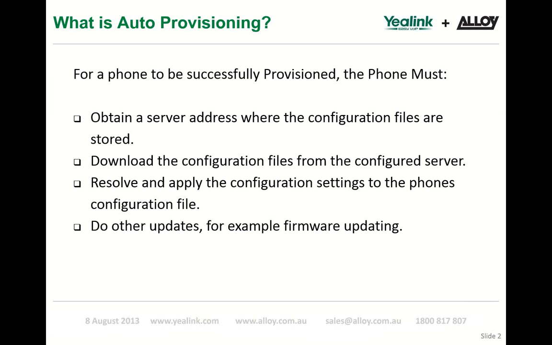Once the phone connects to the provisioning server, it then needs to download the relevant files that it needs to provision the phone. Once they've been downloaded, the phone will then apply those settings to its own local configuration file. The phone will then reboot and start up with all its pre-configured settings. Now, as well as configuring the settings, the firmware of the phone can also be provisioned from a provisioning server as well.